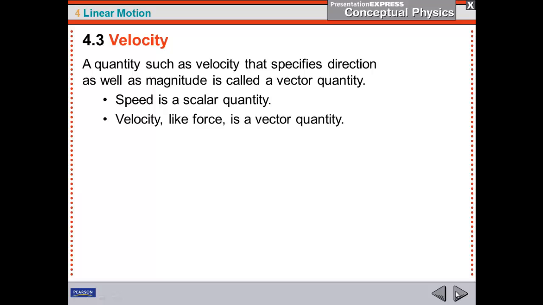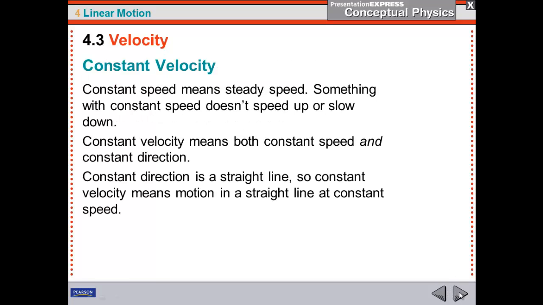So a quantity such as velocity specifies direction as well. Right? So we call the speed the magnitude, and the direction makes it a vector quantity. So speed is scalar. We know that velocity and force, even acceleration, are all vector quantities, right? Because the direction is really important. So constant velocity means you're travelling at the same speed. Right? Constant velocity means both the speed and the direction don't change. All right? Does that make sense?